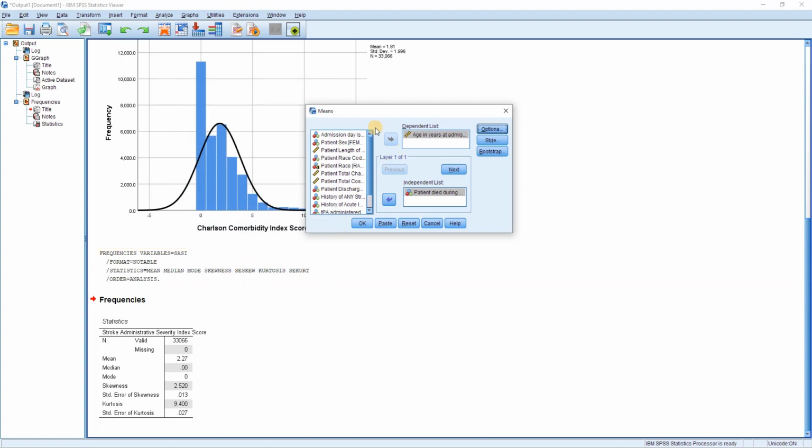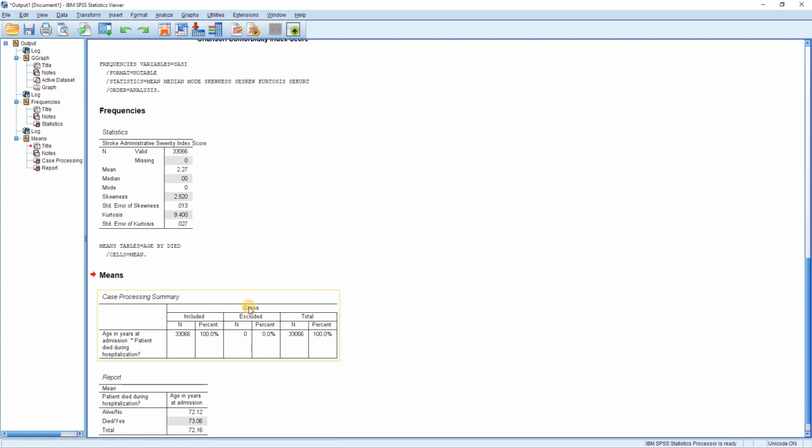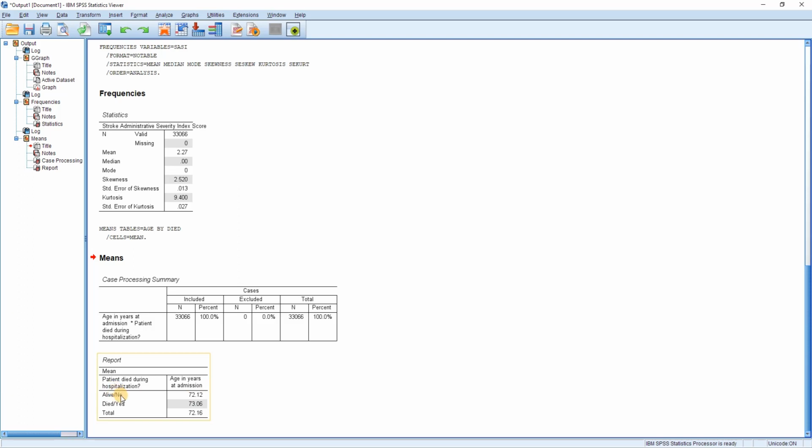All right. So again, I have my dependent list or my dependent variables, and that is the age, and my independent variable, which is the patient dying or surviving their hospitalization. And when I click OK, I now have a mean value of age for patients who did not die during their hospitalization of 72.12 years. And then I also have a mean age of the patients that died during their hospitalization of 73.06 years.